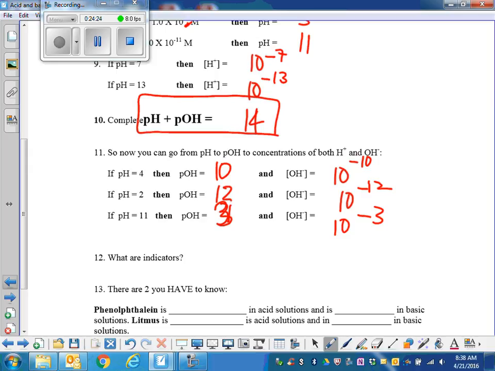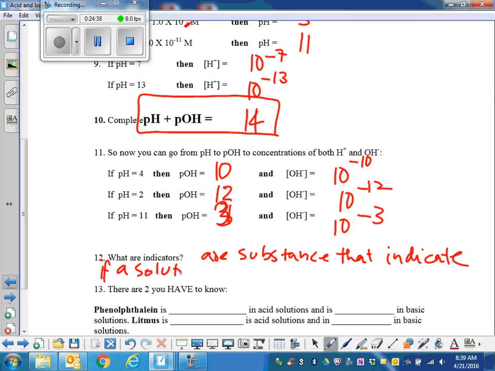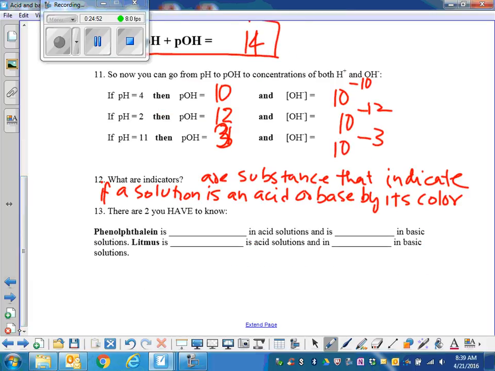Now, what are indicators? Indicators are substances that indicate if a solution is an acid or base by its color. So we have to know: phenolphthalein is colorless in an acid and is pink in a base. Litmus is red in an acid and blue in a base.